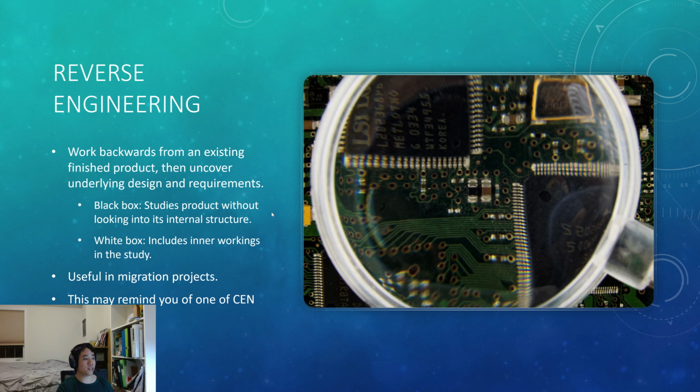And finally, we have reverse engineering, where you work backwards, look at an existing product, look inside it, and uncover what needs to be done in our new system. This is useful in migration projects, and you have done this in CEN 100, right? Feel free to answer in the chat.